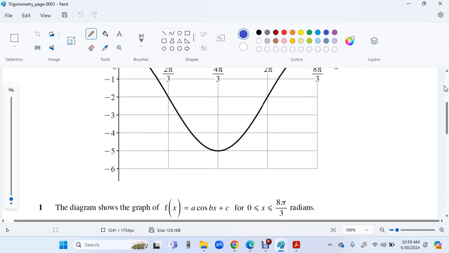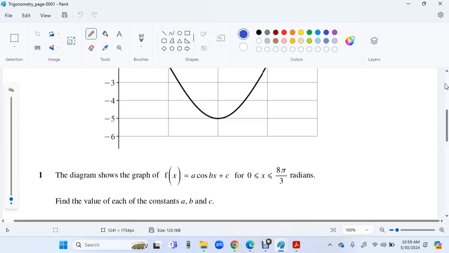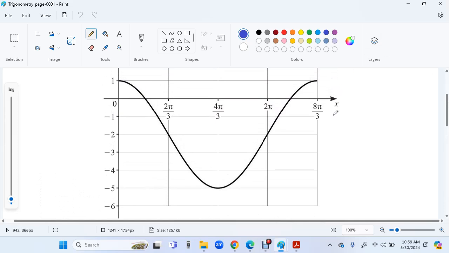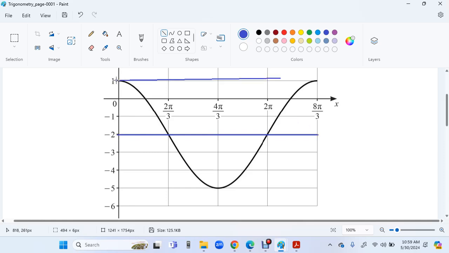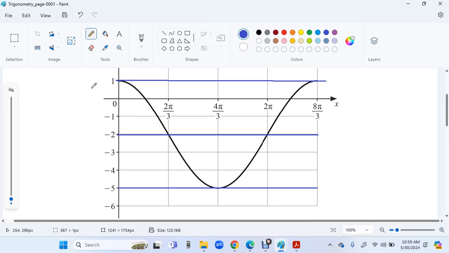Okay. So for this one, a cos bx plus c, we need to find the value of a and b and c. So this is 8 pi over 3. Okay. So over here, we can see that 1 is the maximum and negative 5 is the minimum. So over here, we know that it is a translation of negative 2. So the c is negative 2. Okay, because this is a translation of 0, negative 2.